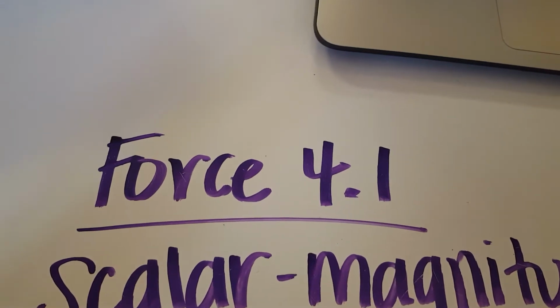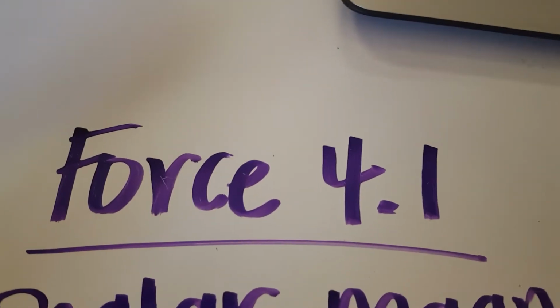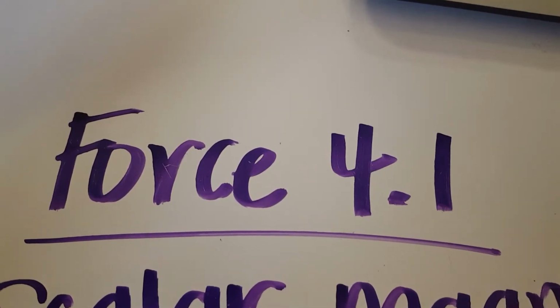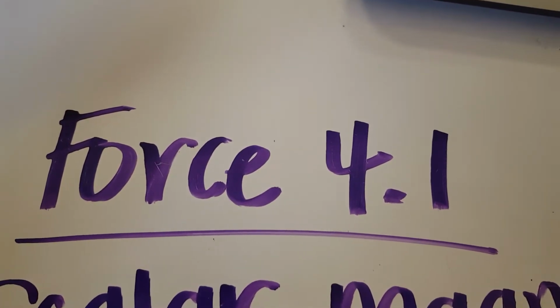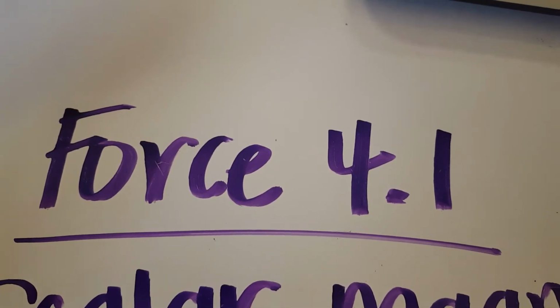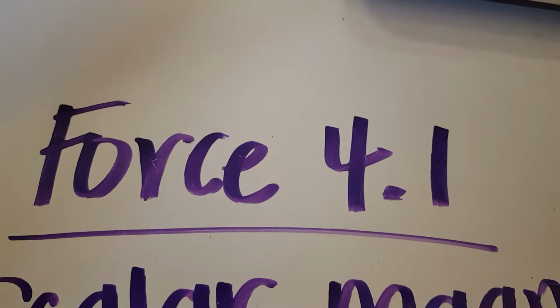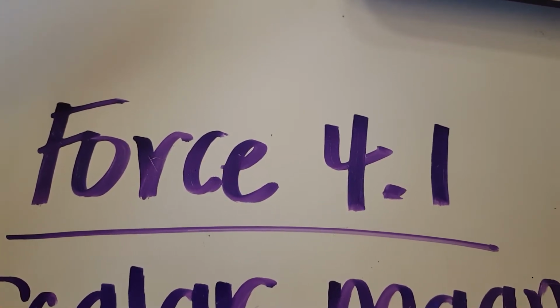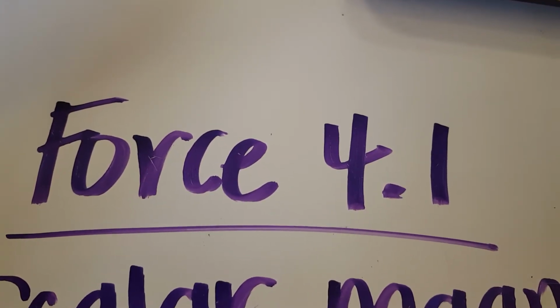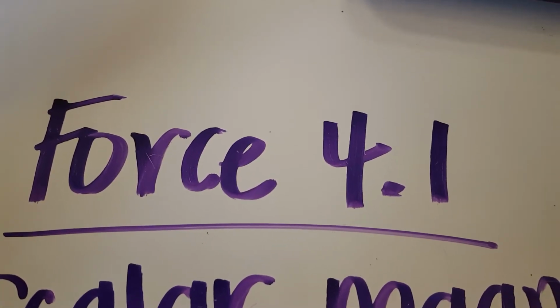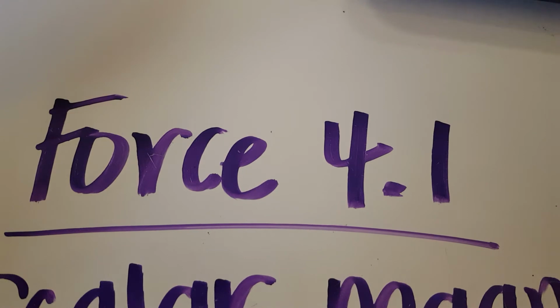All right, this is Force 4.1. This is the introduction objective to force. This objective says 4.1, explain that force is a vector quantity expressed in newtons having both magnitude and direction. 4.1a says to state that 1 newton of net force will cause a 1 kilogram object to experience an acceleration of 1 meter per second squared. A newton can also be represented as a kilogram times meters per second squared.